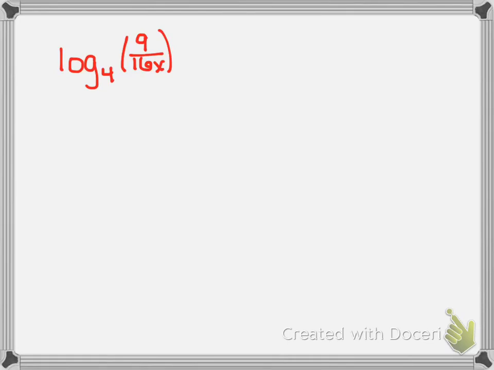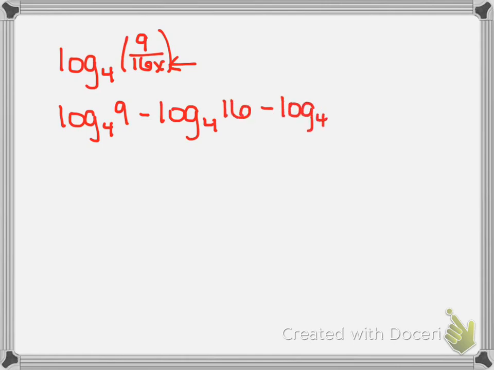So we've got division going on again, but you've got to be careful this time because we have our log base 4 of 9, and then down here in the denominator we have two things that are being divided. So they're both going to get their own logs separated by subtraction. So we would have log base 4 of 16 being subtracted, and we would also have log base 4 of x being subtracted.